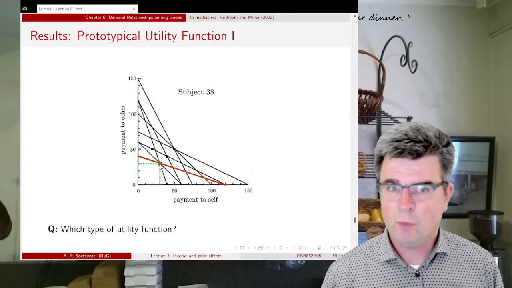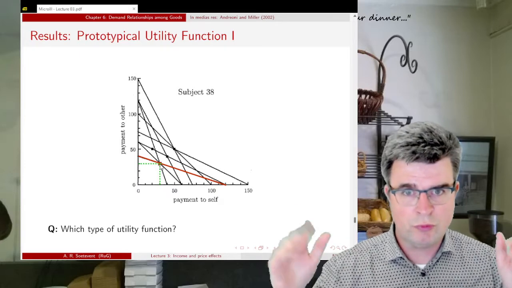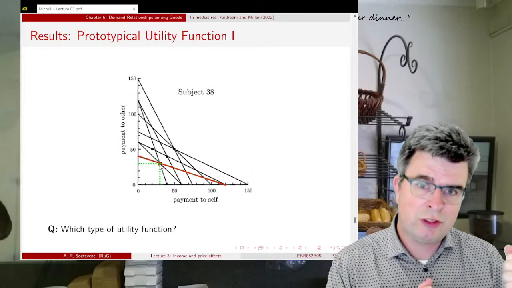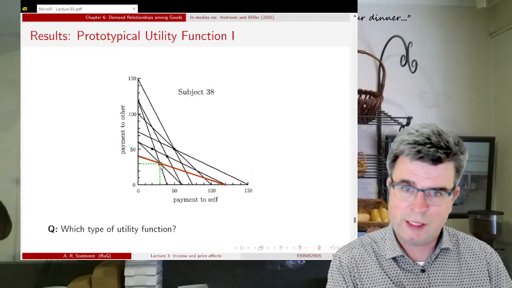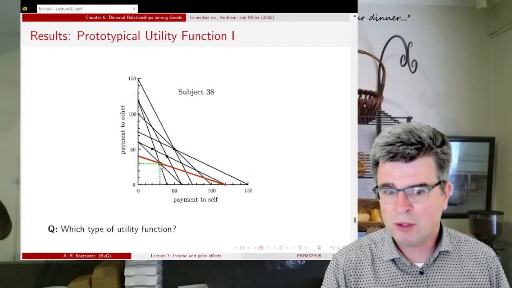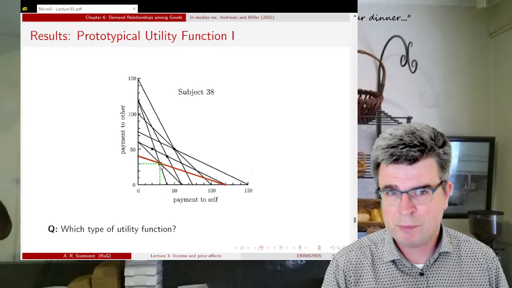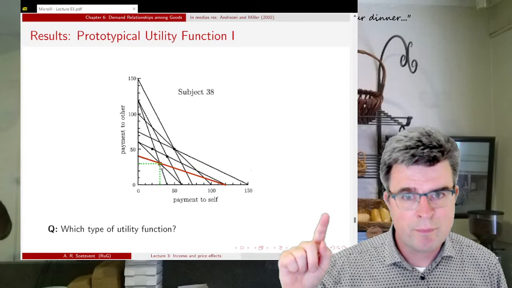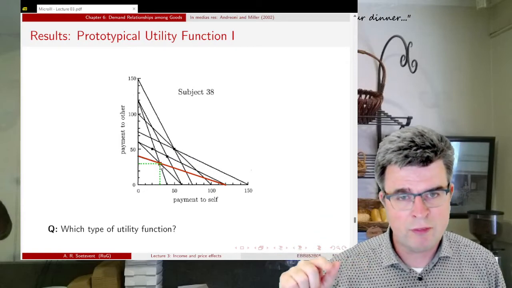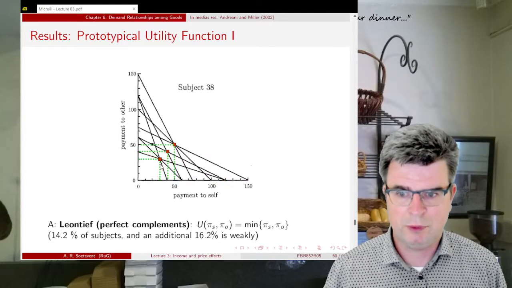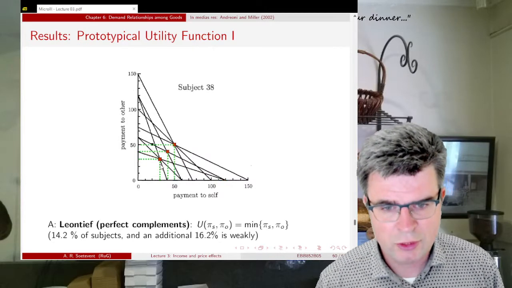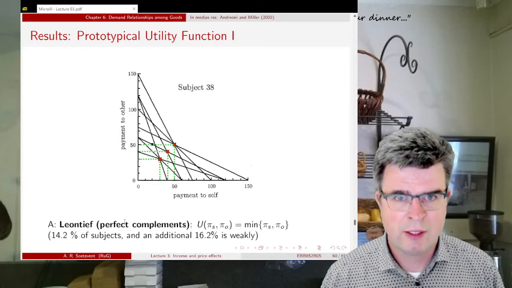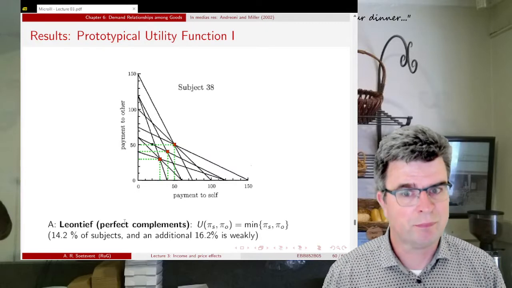Well, the hint is we make the price of giving, so the good of giving, relatively more expensive. Still, the subject does not substitute away from giving towards self. So apparently there are not a lot of substitution possibilities here for the subject given his utility function. So apparently he has a utility function where keeping the money and giving it away to the other person are perfect complements. So it's a Leontief utility function, and about 1 out of 7 of the subjects exhibits this type of behavior.